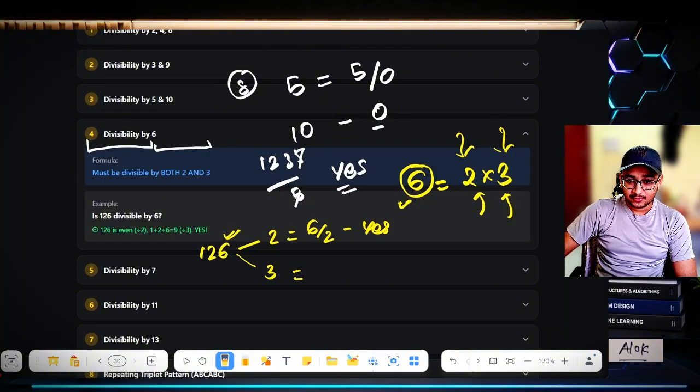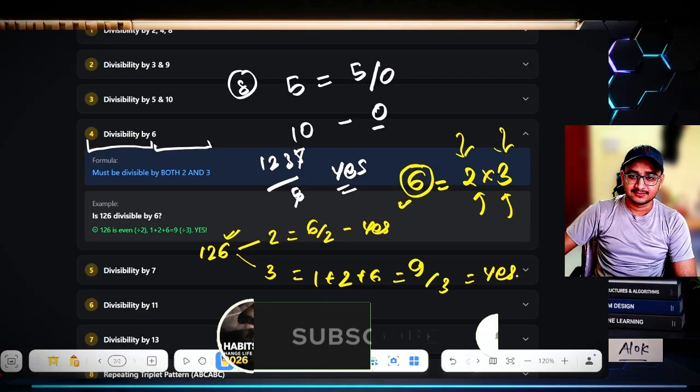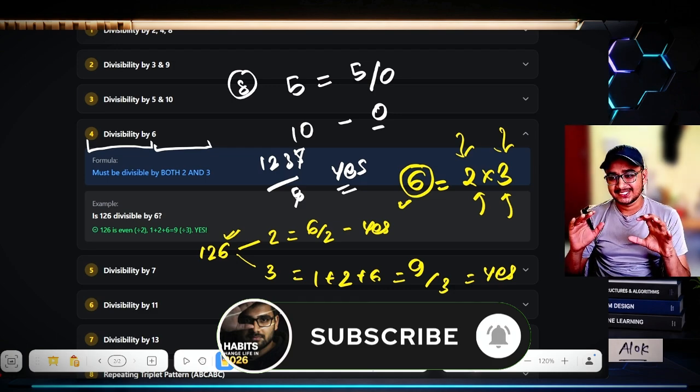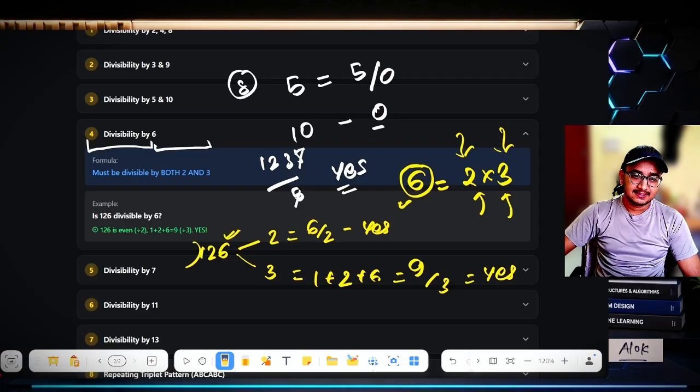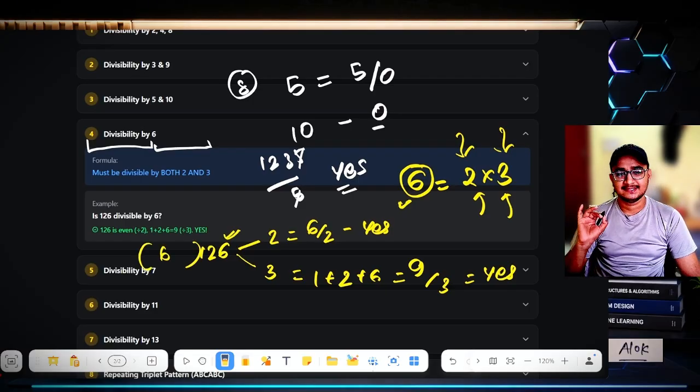For 3, the sum of digits should be divisible by 3. So what is it? 1 plus 2 plus 6, and it comes out to be 9. And 9 is divisible by 3. Yes, guys, it is divisible by 3. Then 126 is divisible by both 2 and 3. Then the number 126 is divisible by what, guys? It is divisible by 6. So keep it in mind.